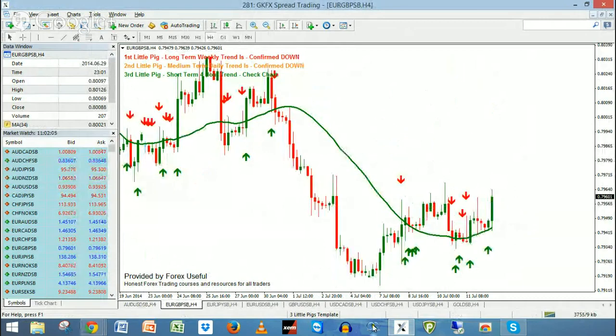Euro GBP, we're down here. We've been in and out a couple of times, so just basically waiting for this to roll over and give us a new signal to the downside.